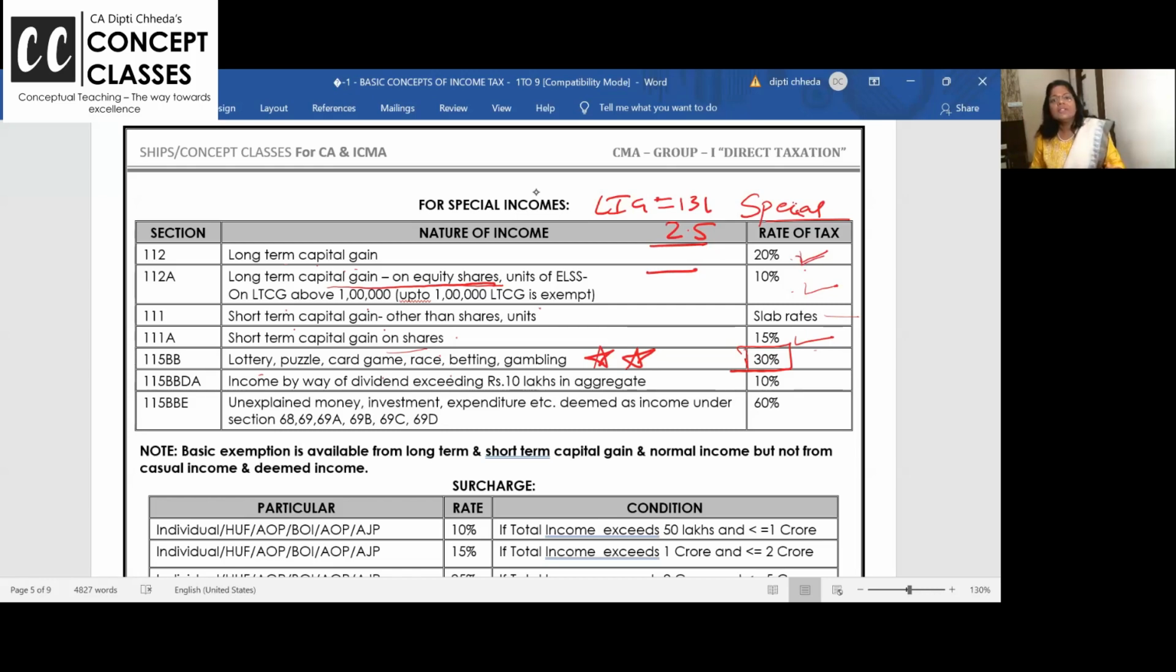You want? We'll practice 2-3 more problems to make it clear. पहले आप ये table पढ़ लो. Okay, right. Casual income, 30%. Okay. Oh, really missed out. I don't know. I thought I've changed it.